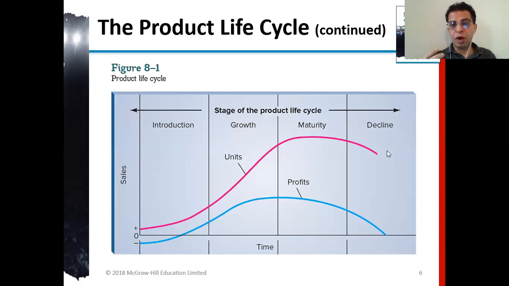Now, when we look at the product life cycle, or PLC, at the introduction stage, the amount of profit is at a low level and moving. As growth happens, profit rises. Once it reaches maturity, the profits start declining. And in the declining stage of the product life cycle, the profit gets to zero.